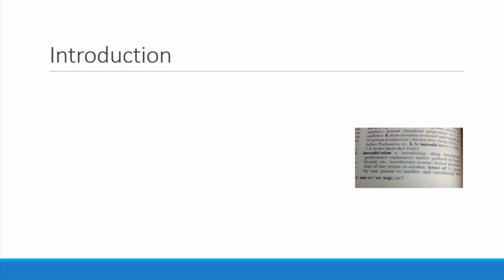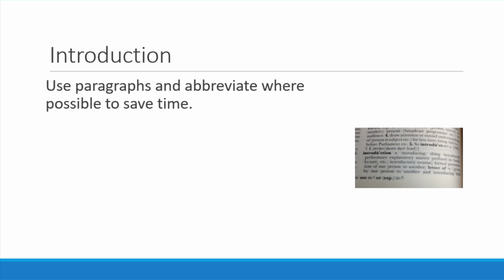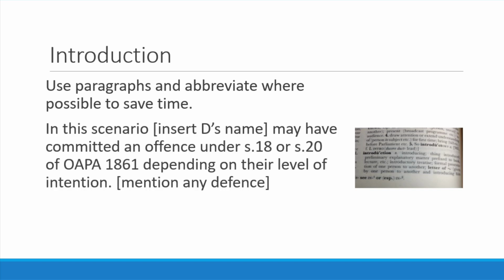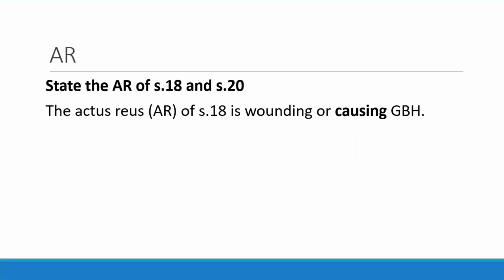So you'll start your scenario question with a short introduction, use paragraphs throughout and abbreviate where possible to save time. It's good practice to use the names of the people in the scenario, and in fact to refer to the scenario as much as you possibly can, because it shows that you are applying the law. So you're going to use the defendant's name and say they may have committed an offence under section 18 or section 20, depending on their level of intention. And you could mention here any defence if you're doing the A-level exam, such as intoxication or self-defence, those sorts of defences. Then you'll go into actus reus.